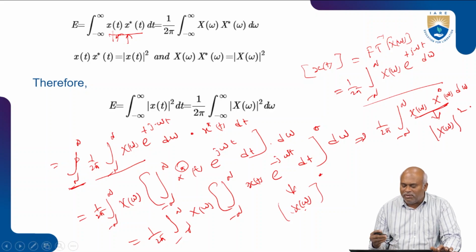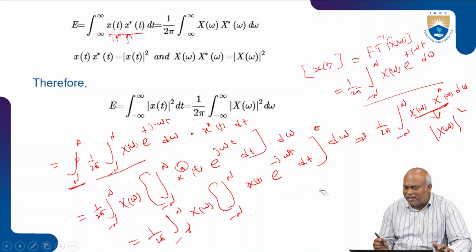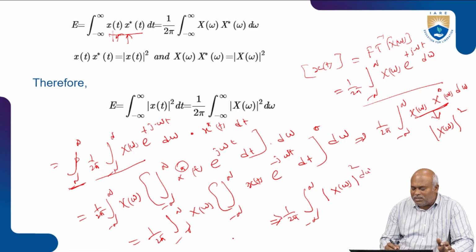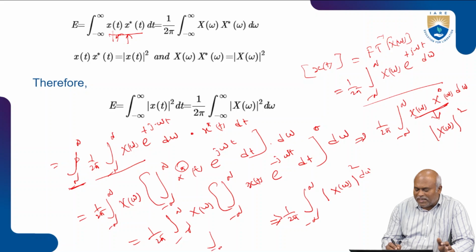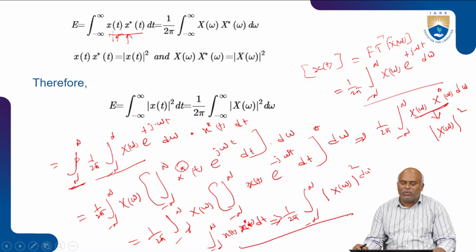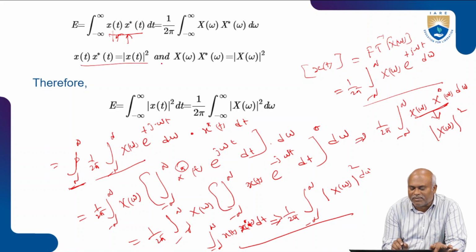Now finally, what will happen to our equation? On the right side of the Parseval identity, this value I write here: 1 by 2 pi integration of minus infinity to plus infinity mod of x of omega square d omega. This value is equal to integration of minus infinity to plus infinity x of t x star of t dt. Now the Parseval identity is proved. That only I should write here.